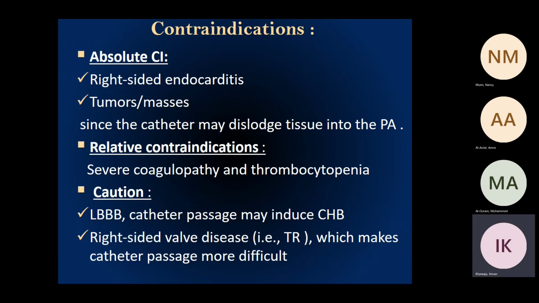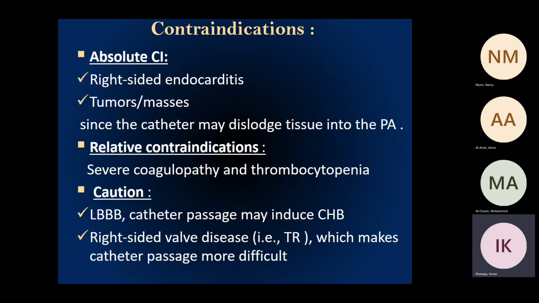You might encounter someone coming to the unit with right-sided endocarditis who develops pulmonary edema and shock. So keep in mind that this is a big, or absolute, contraindication, or patients who have suspected tumor or masses on the right side of the heart, because you run the risk of dislodging tissue into the pulmonary artery. So no Swan-Ganz in that setting.